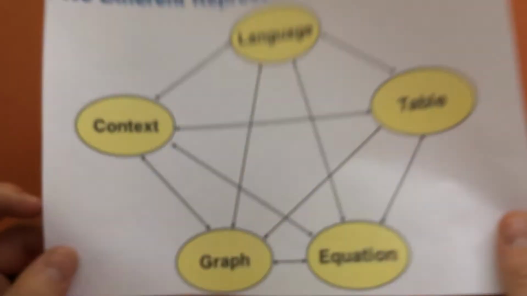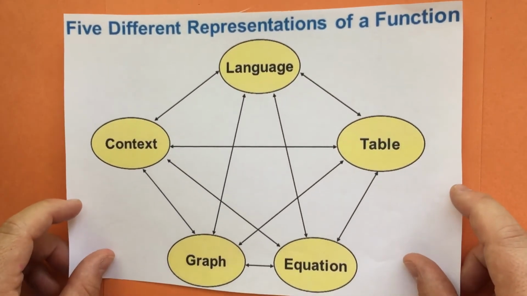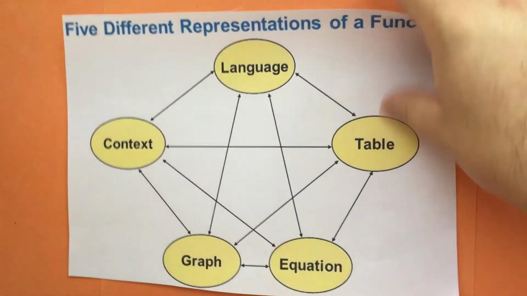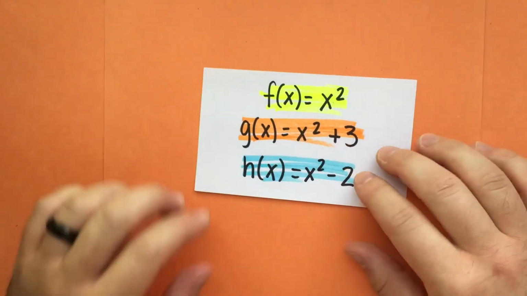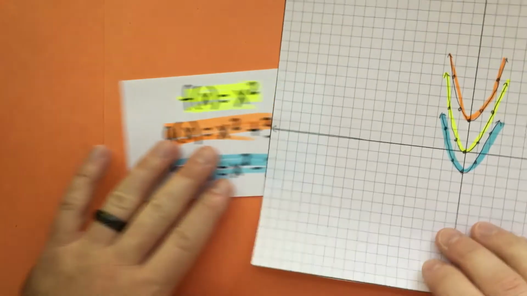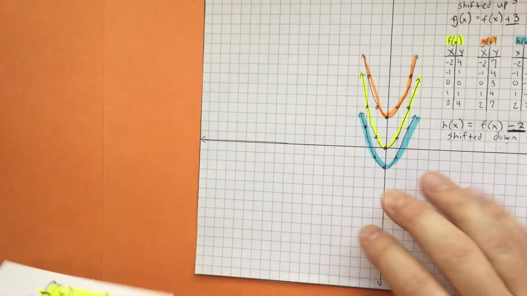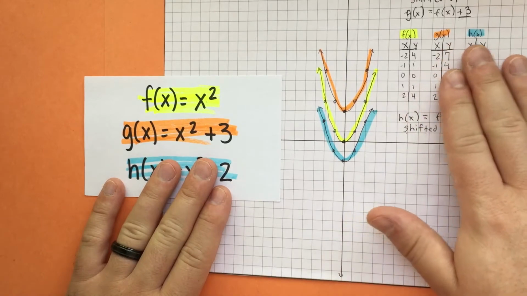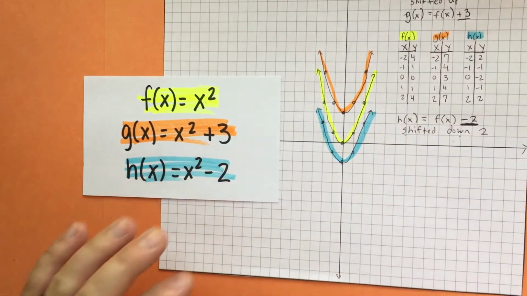We are going to look at different representations of a function and different representations of these transformations. So the first functions we're going to compare are these three. The way that we're going to compare these best is by looking at them in their different representations. So I've got the equations here, I've got the graphs, the tables, and I've also got some verbal description.